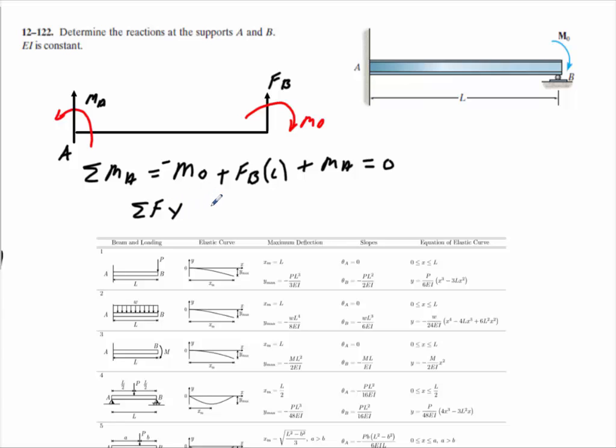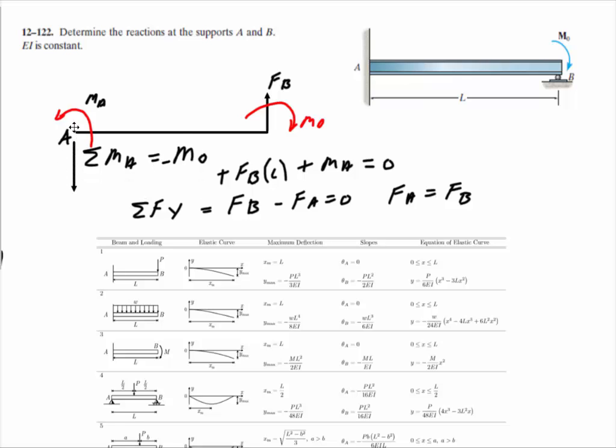So if I sum my forces in the y direction, then the only thing I would get would be FB minus FA equal to 0. FA would equal FB. Since this is going up, this must be going down, so we have this one oriented the wrong way, so we can turn around and go back this way here. Oh, sorry. I need to put that like that.